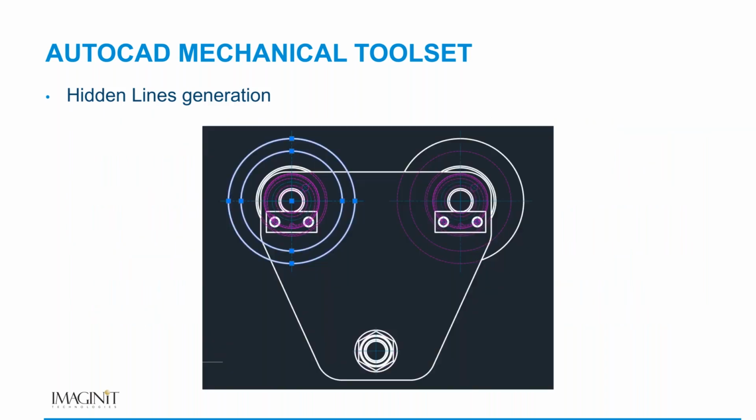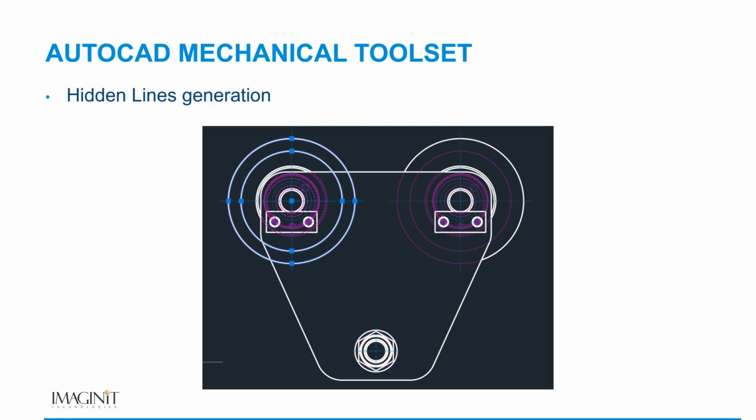So as an example here, you will see that I have this object right here, which is some concentric circles. And you will see that where they fall underneath this plate, it automatically changed that to a hidden. And if I select it, you'll see that the grips show that that's a continuous circle, but it automatically knows to make those hidden because they're behind.